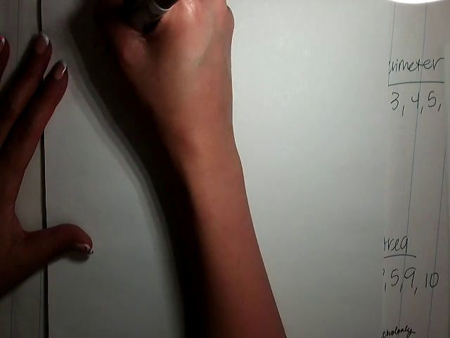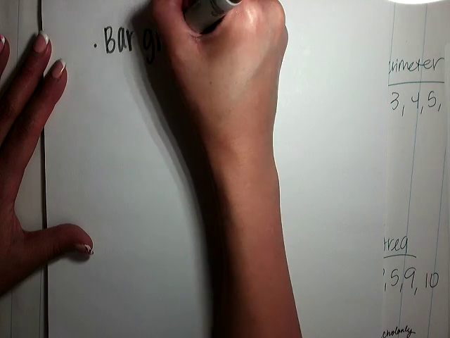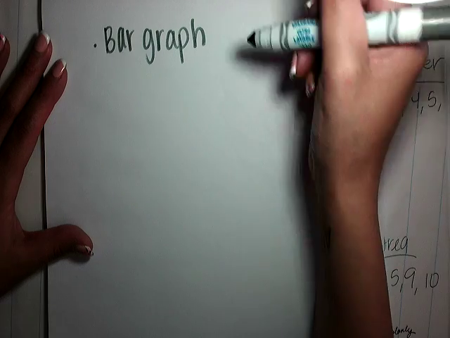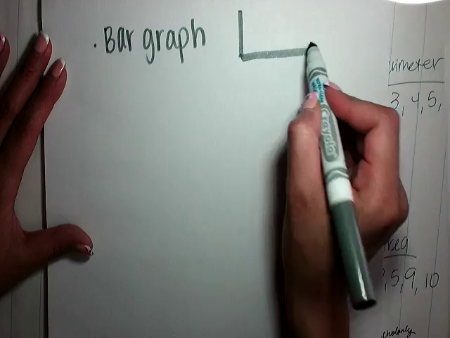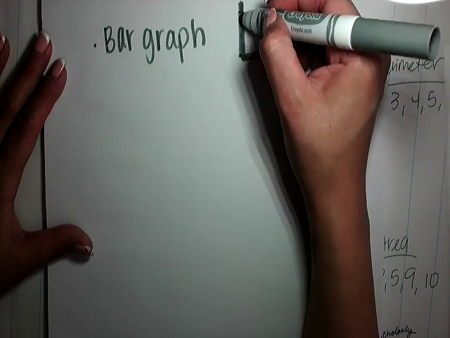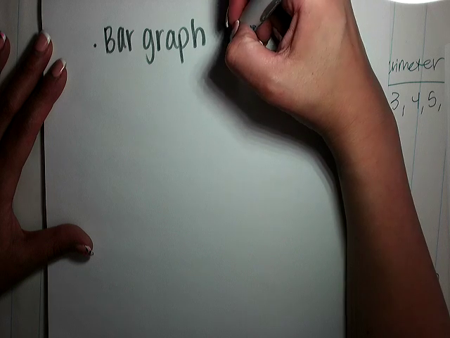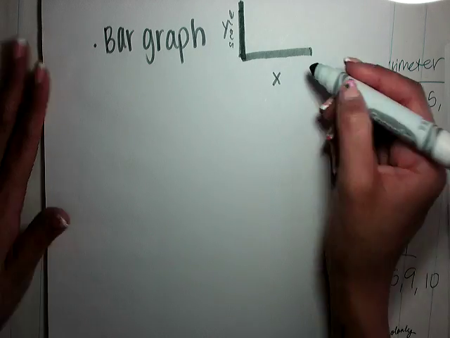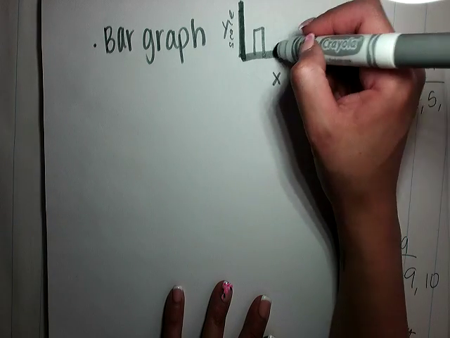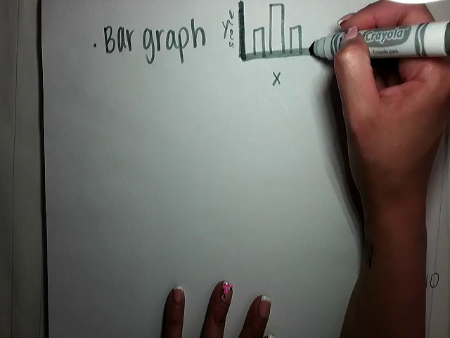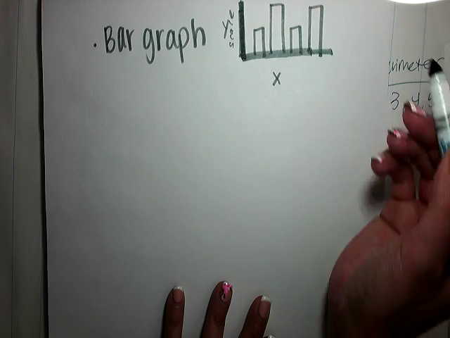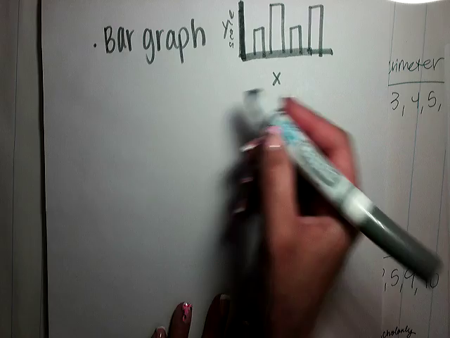So one of the ways that we talked about was a bar graph. So a bar graph has an x-axis and a y-axis. This is where your scale would be, and this is the category. So let's say our bar graph looks like this. That's just a very simple example of a bar graph.